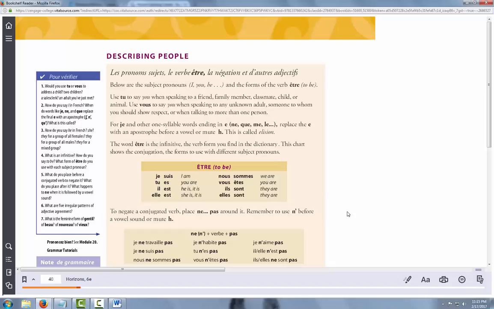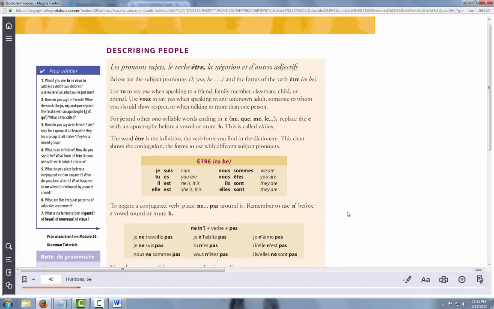When you're using the vous, you're talking about a group of people, or you're addressing one person in a respectful form. So tu is informal, vous is formal, respectful form. Can be used for formally addressing a group or formally addressing just one person. Or informally for a group as well. That's vous. Ils sont, they are. Elles sont, they are, in a feminine form.